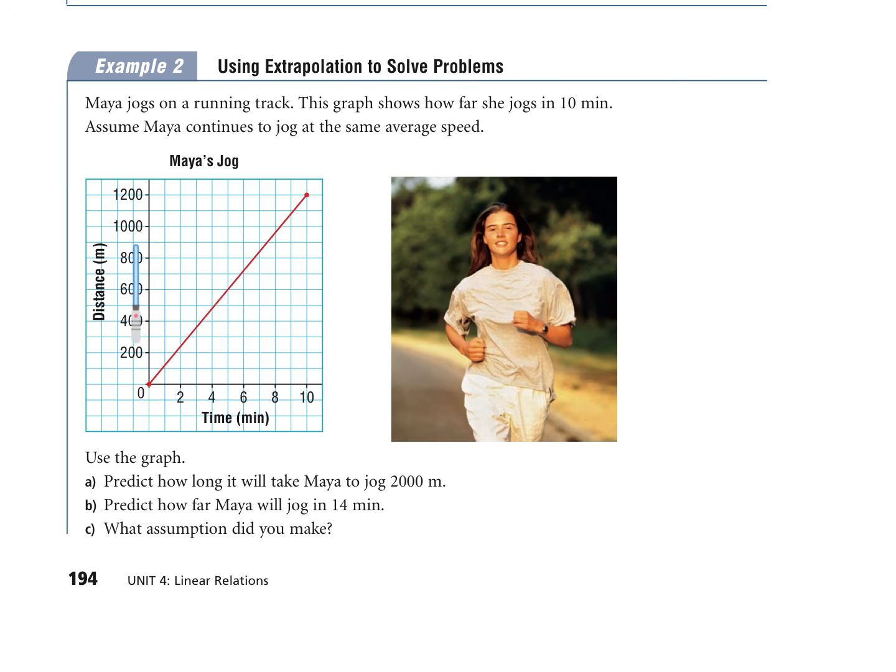So as you can see, this doesn't go to 2,000, so we'll have to extend that. And then this is asking us to predict how far Maya will jog in 14 minutes, and this only goes to 10, so this will have to be extended.